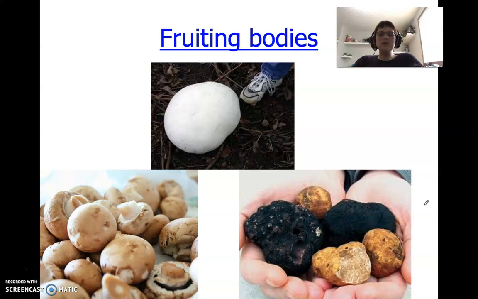So the most common way today that most people have had truffles is via truffle oil. It's the less expensive way to have truffles. So that is what a truffle looks like. That's not the chocolate version.